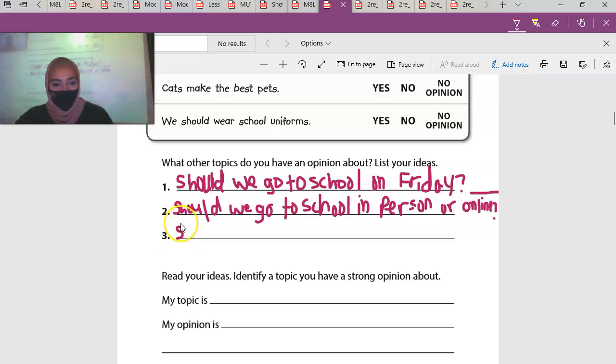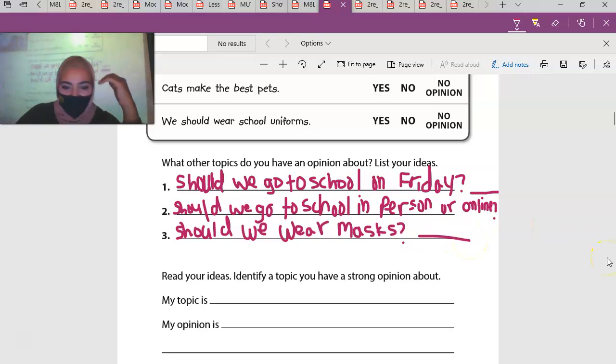No. So should we wear masks? Okay, then write your opinion on there. Okay, so read your ideas. Identify a topic you have a strong opinion about and write that topic here.